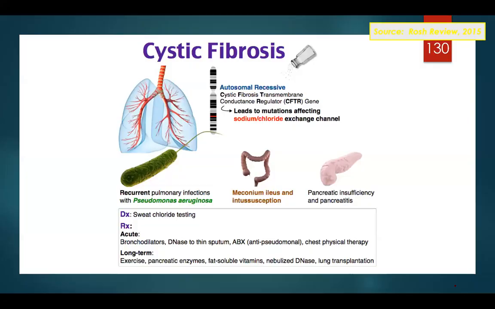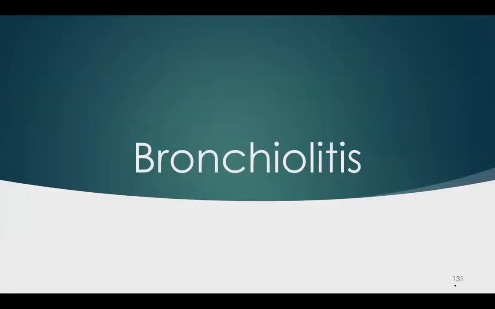Here is a little cystic fibrosis cheat sheet. Meconium ileus, Pseudomonas aeruginosa, and pancreatic insufficiency. Sweat chloride testing is the mainstay of identification.